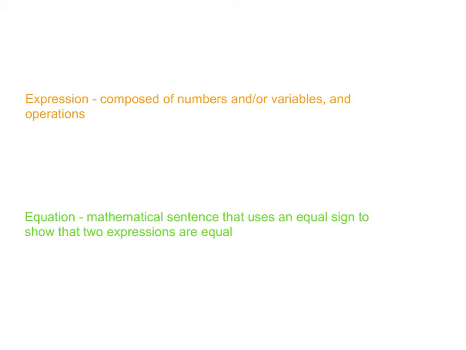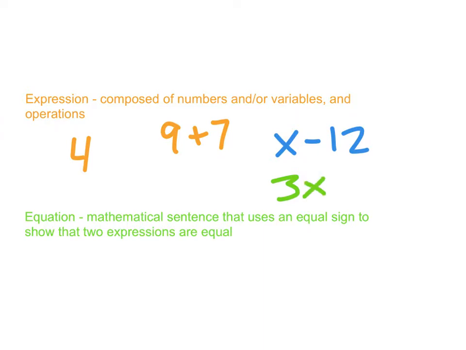First is expression. Of course, this is a review for you guys. We've done expressions, but an expression is composed of numbers and or variables and operations. So we remember, like, 4 is an expression. 9 plus 7 is an expression, but so is x minus 12. So is 3x. Those are all expressions, right?